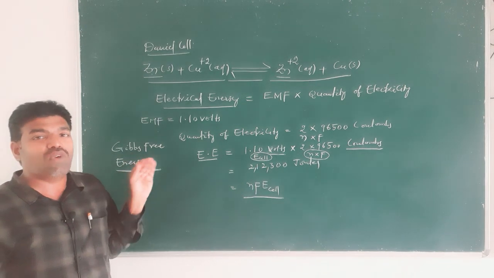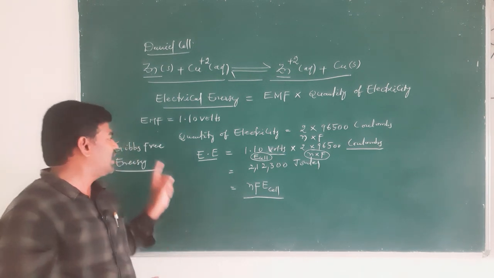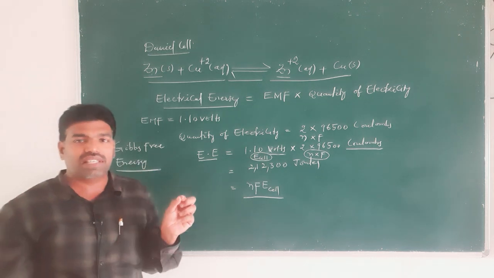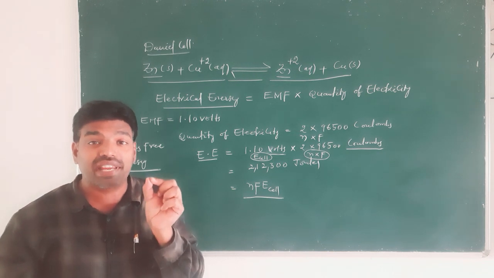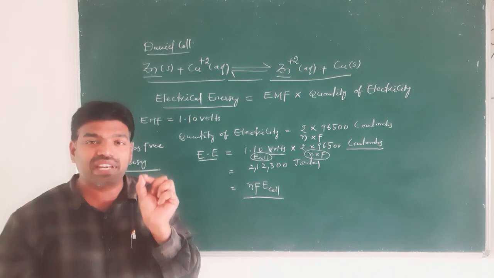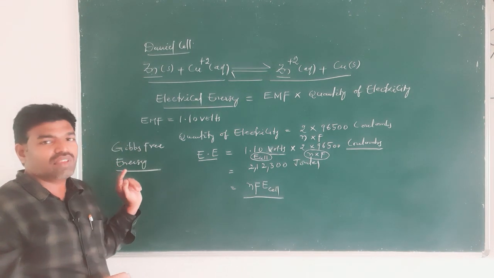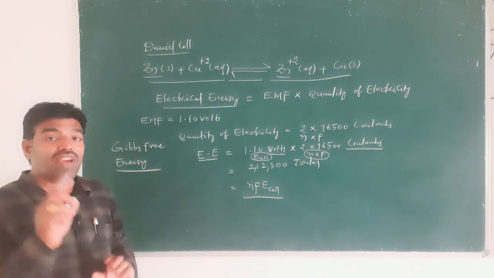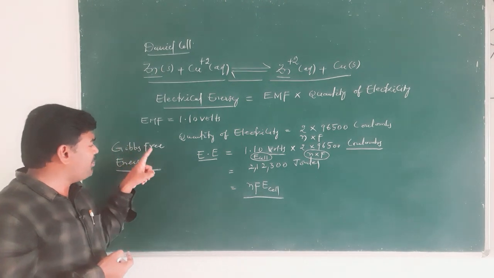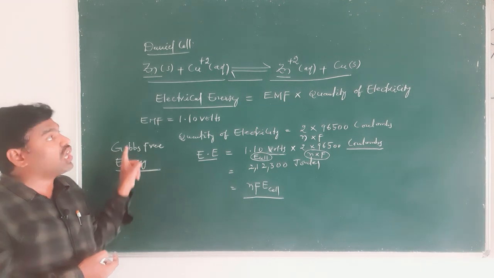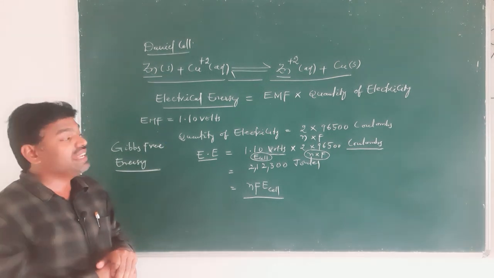I shall explain what is meant by Gibbs free energy in later sections when we are discussing thermodynamics. For now, I shall give you the outline of Gibbs free energy. It is the isothermally available heat content of the system, or heat content of the reaction. That isothermally available heat content of the reaction is called Gibbs free energy. I shall explain this when we are discussing the thermodynamics concept, right? So the Gibbs free energy is converted into electrical energy.